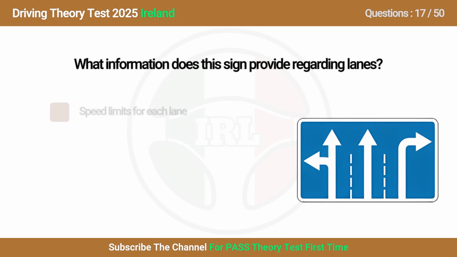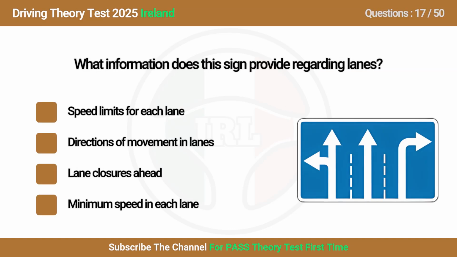Question 17. What information does this sign provide regarding lanes? A, speed limits for each lane. B, direction of movement in lanes. C, lane closures ahead. D, minimum speed in each lane.